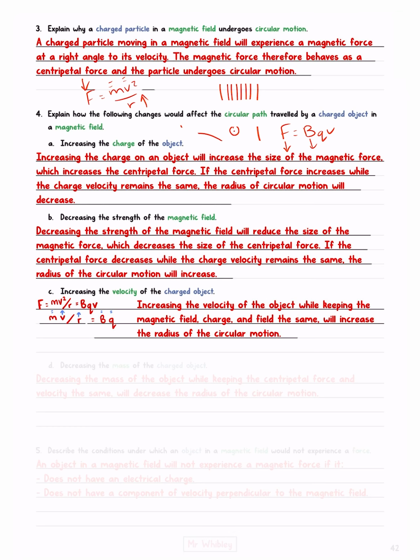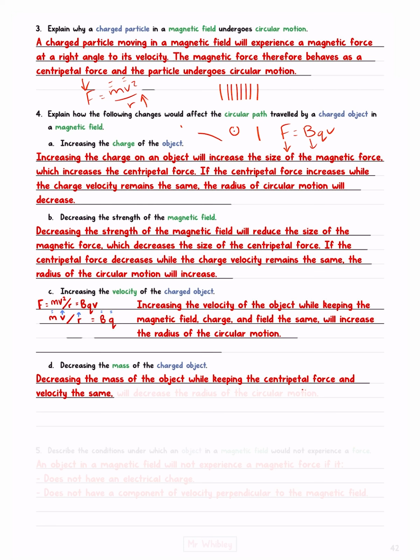Decreasing the mass of the charged object. Decreasing the mass of the object while keeping the centripetal force and velocity the same will decrease the radius of the circular motion. Going back to our equation up here, if we decrease our mass but keep our force and our velocity the same, we must decrease our radius.